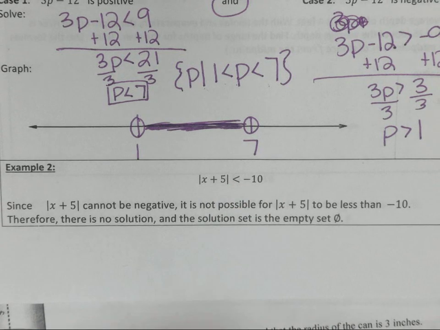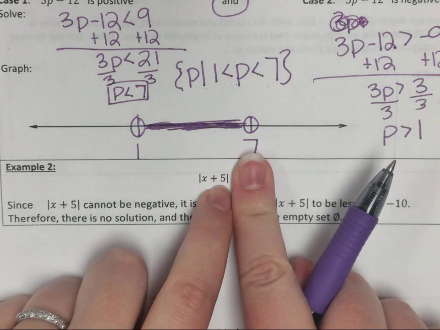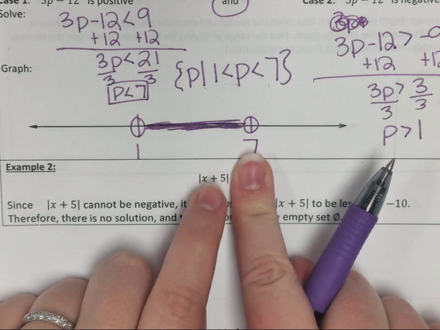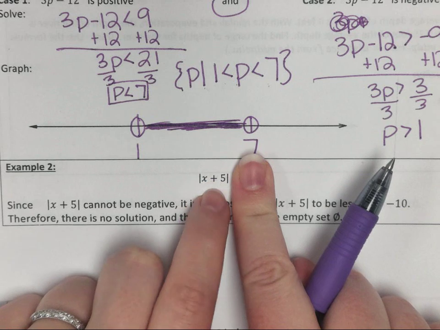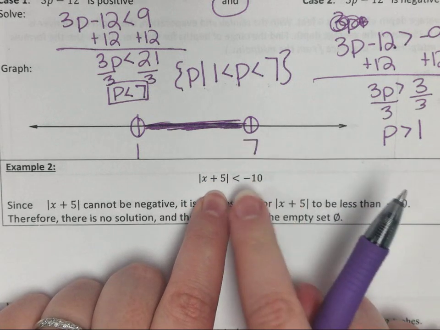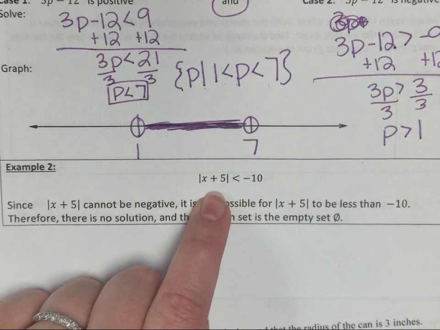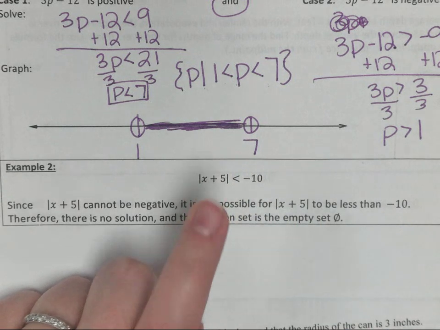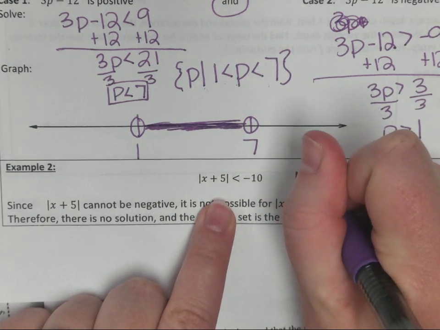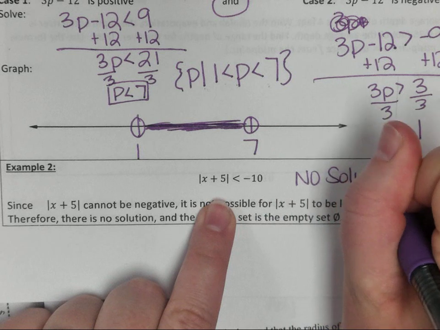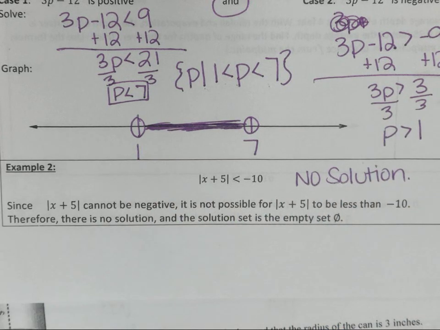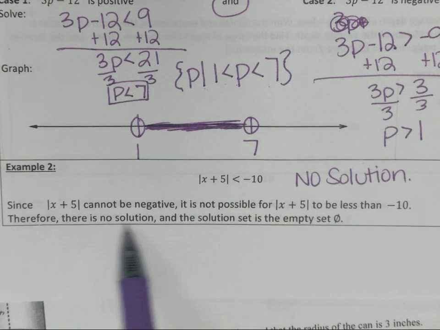Now, what do we know the absolute value of this thing has to be? Positive. Whether the inside's negative or positive, the absolute value of it has to be positive. So can it be less than a negative? No. Therefore, this is no solution. So this says no solution right here.